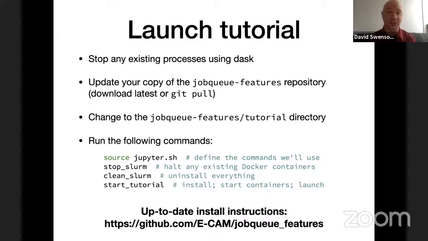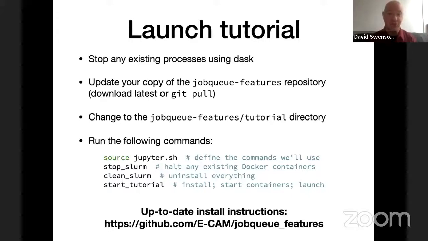The rest of this is only relevant if you were with us last week. We've updated our Docker container, and so we want you to get the newest version of it. And if not, the up-to-date install instructions are always at the link at the bottom of the page. So if you were with us last week, make sure you've updated your copy of Job Queue features. That's either downloading the latest version or just doing git pull if you cloned it.